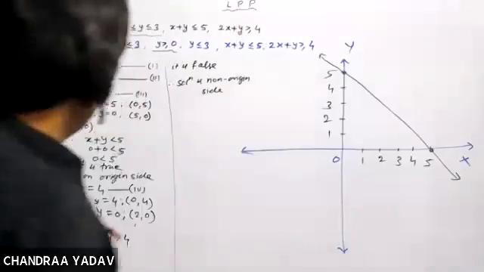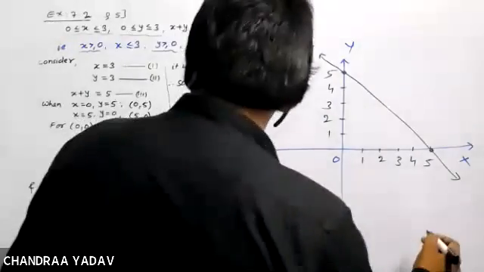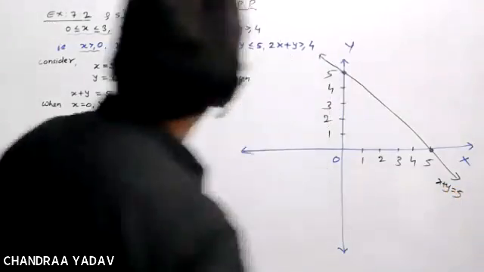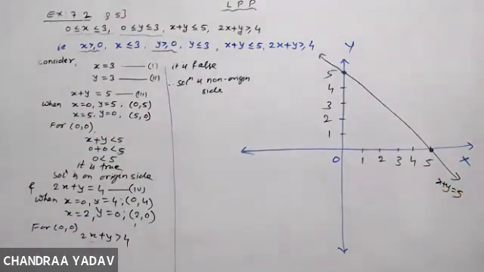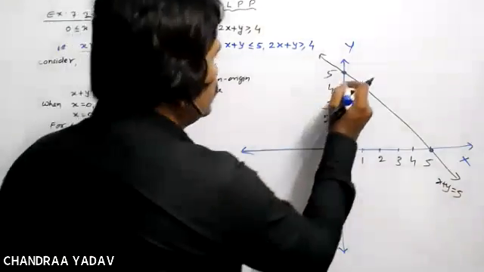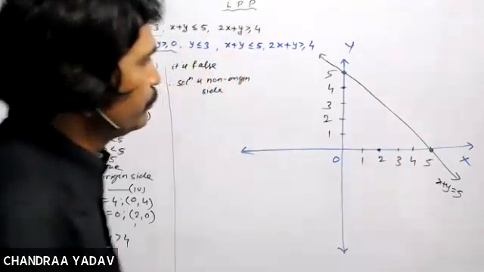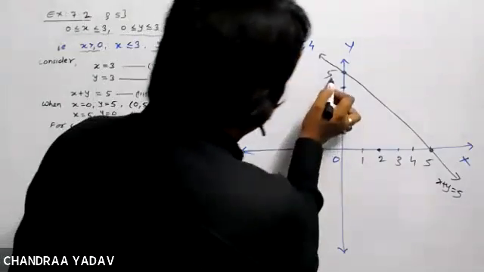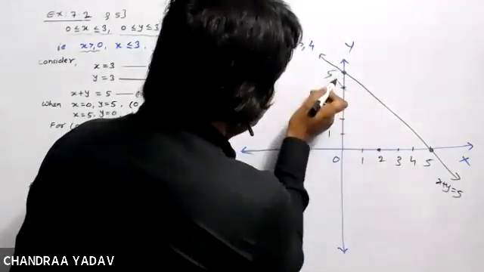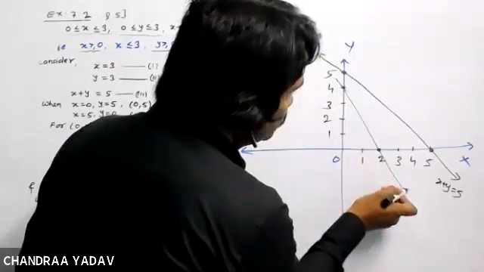So, this is x plus y is equal to 5. What about the next one? 0, 4. Where do we find 0, 4? Over here, on the y-axis. And 2, 0 on the positive x-axis. Okay, let's join this one. Like that.